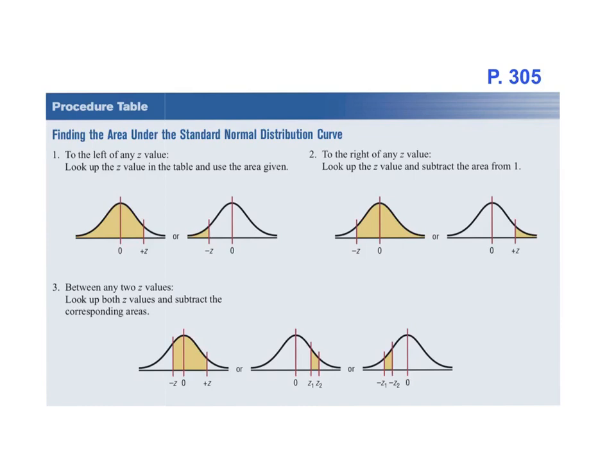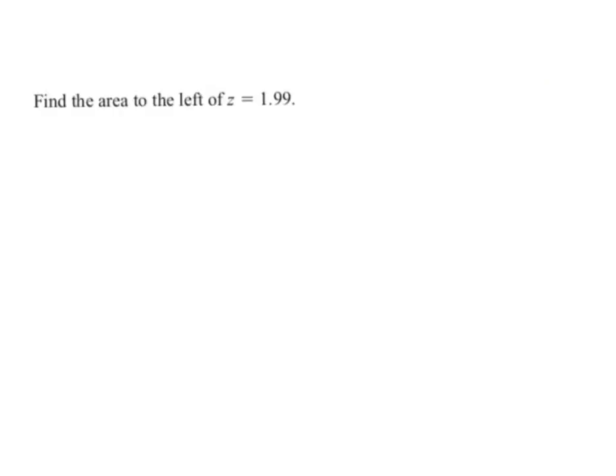Again, this is on page 305 in your book if you want to grab it that way. So let's look at an example. Here's the kind of problem that you're going to have. It's going to say find the area to the left of where z equals 1.99, meaning the z value is 1.99, or almost 2 standard deviations away from the mean, above the mean.